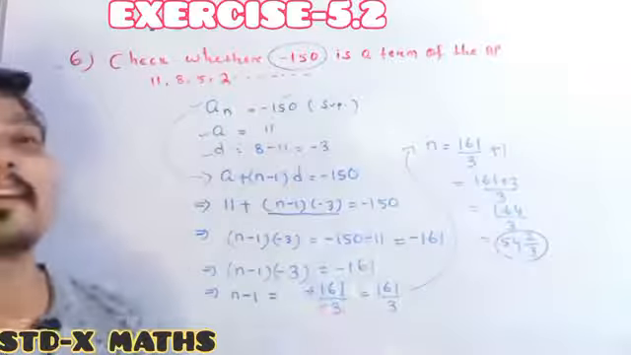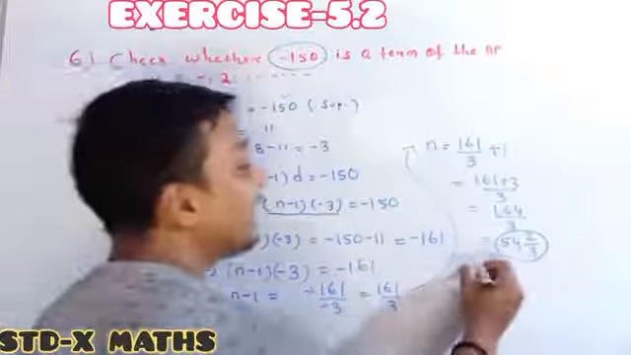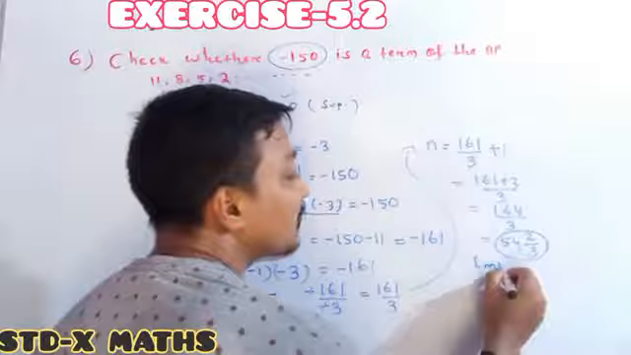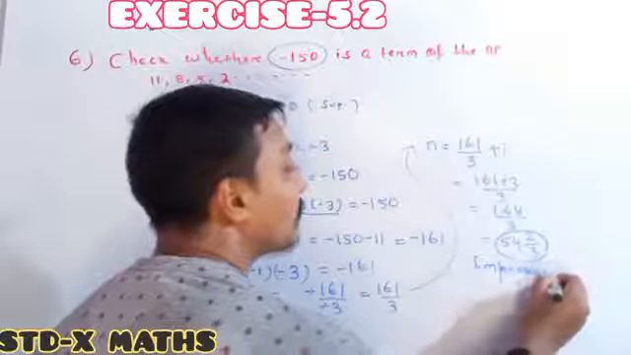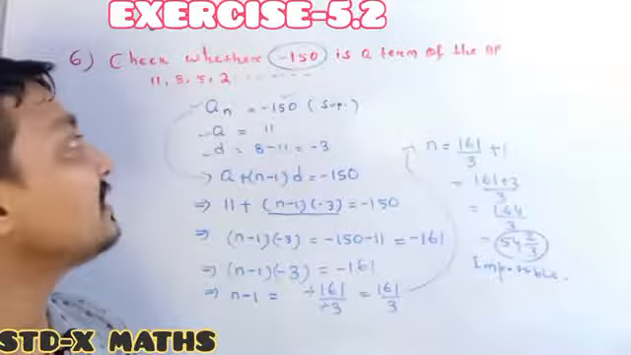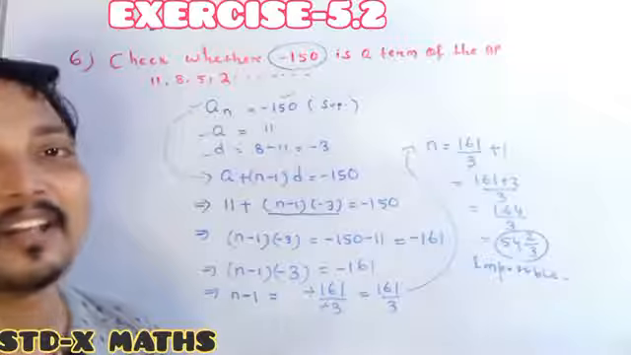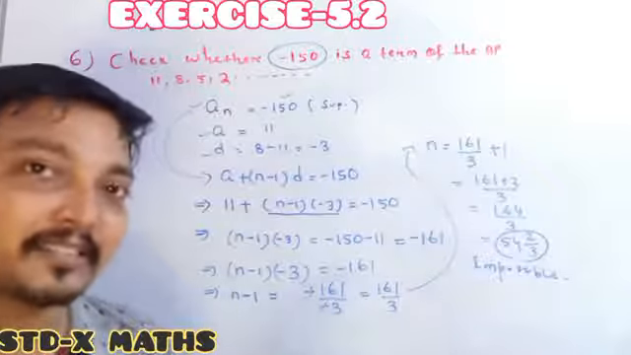So it will be our minus 150. So for which this one is impossible. Which is impossible because the number of a term will always be a whole number. So there is no term having the value minus 150. Understood perfectly?